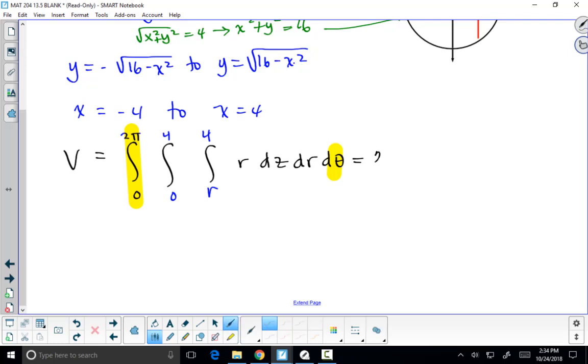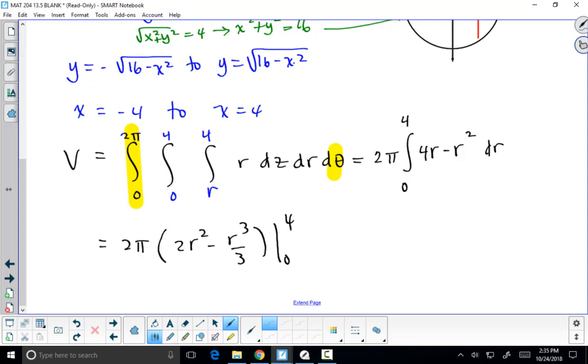So we're going to have a 2 pi out in front. Leave our middle integral for a moment. The inner integral, there's no z in the integrand, so we're going to multiply the length of this interval, which is 4 minus r, times r. So 4 minus r times r, and then we have a dr. And then we get 2 pi multiplied by 2r squared minus r cubed divided by 3, 0 to 4.